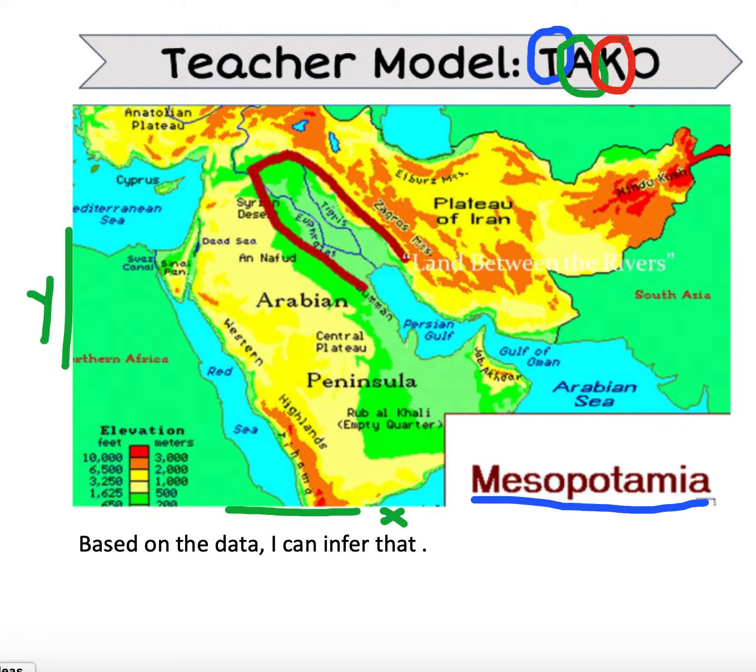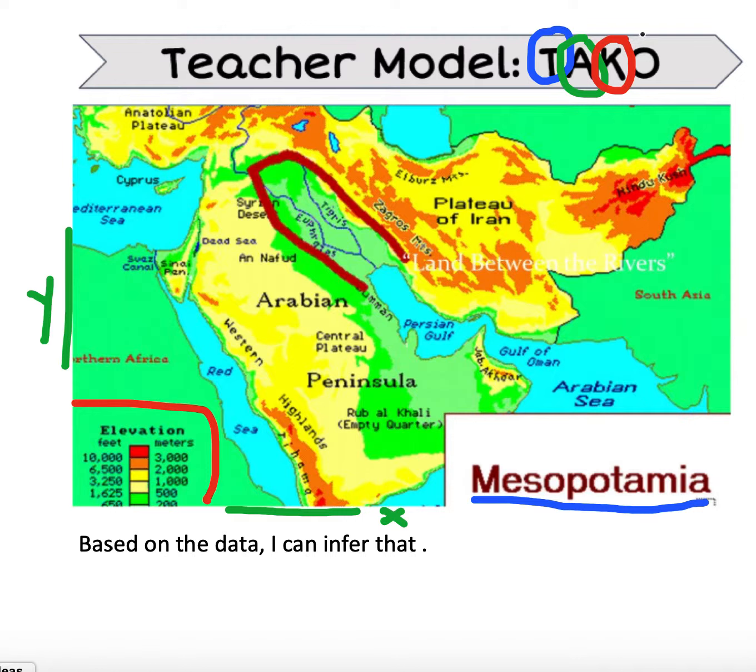The K in Tako stands for the key. Down here in the corner, you'll see the key. This is a map about elevation, so it's saying how many feet or meters in the air or above sea level the land is. And we've got some different colors there. So now I know what this map is actually measuring about Mesopotamia.